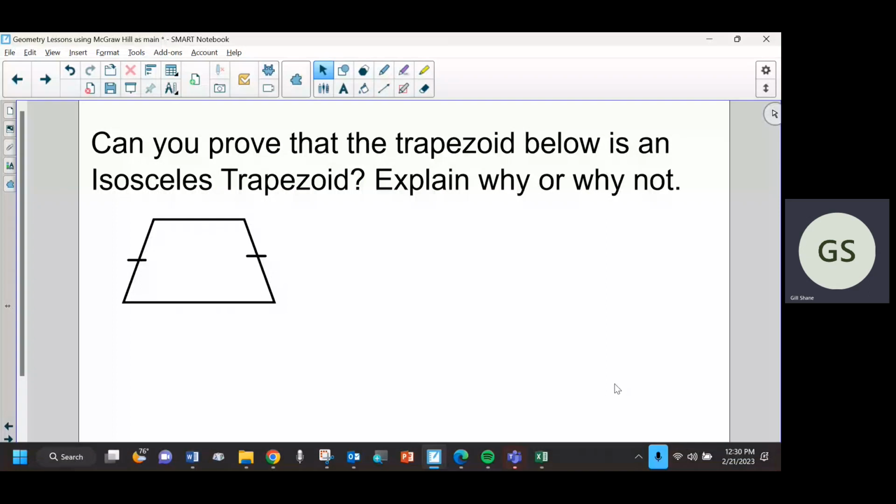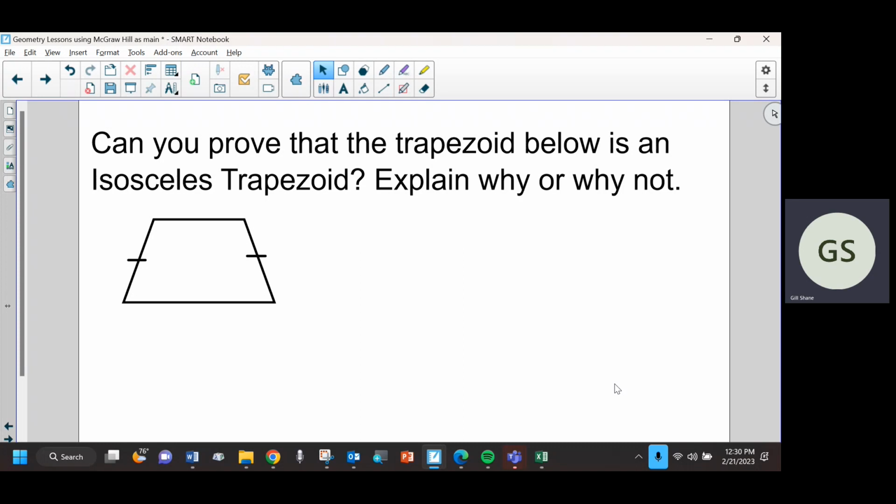All right, so I meant for the answer to be no, but I accidentally messed up. I did it on purpose, put in parallel marks. If you don't know that those lines are parallel, then you cannot say, even though you have these right here, if you don't know that they're parallel, you can't say that's an isosceles trapezoid. What did I mess up on? Anybody know what I messed up on that allows you to say that it is an isosceles trapezoid?